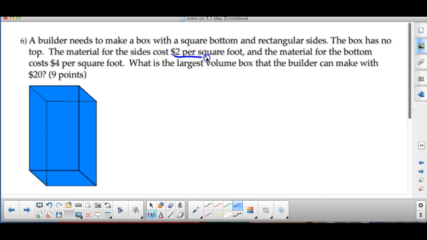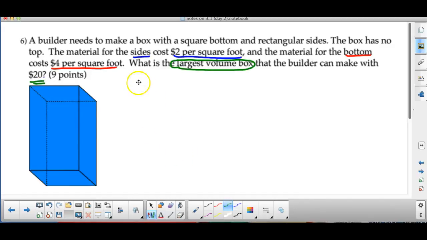That's important, so I'll underline that. And that's for the sides. The material for the bottom costs $4 per square foot. That's important as well, so I'll underline that. What is the largest volume box? So we're going to maximize the volume that the builder can make with $20. So this is our fixed cost of $20.